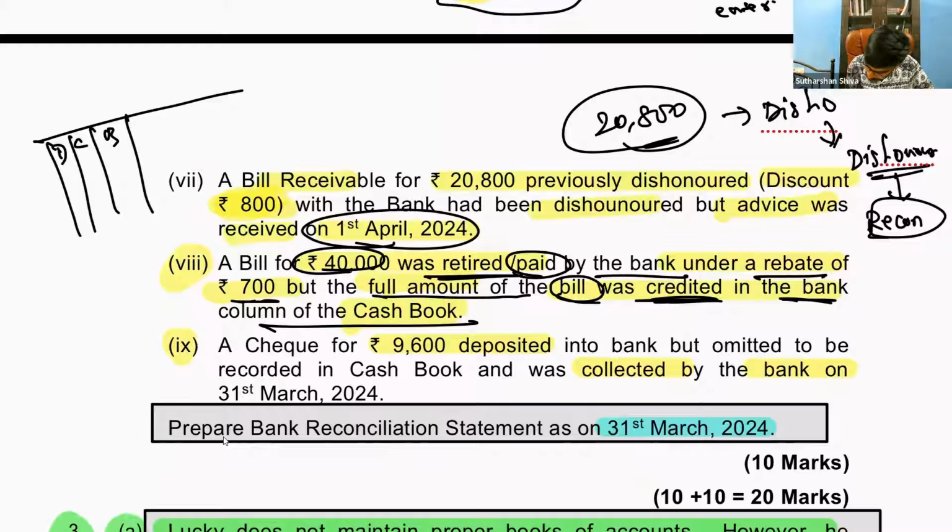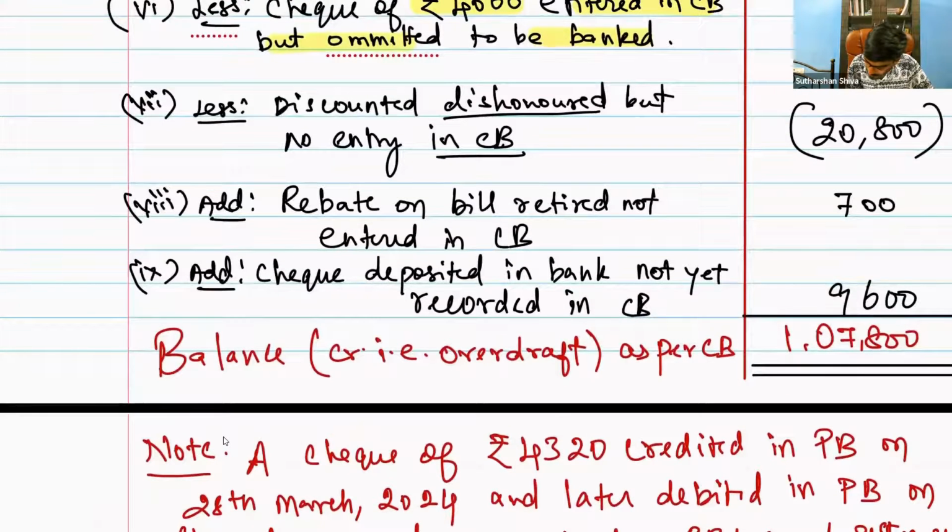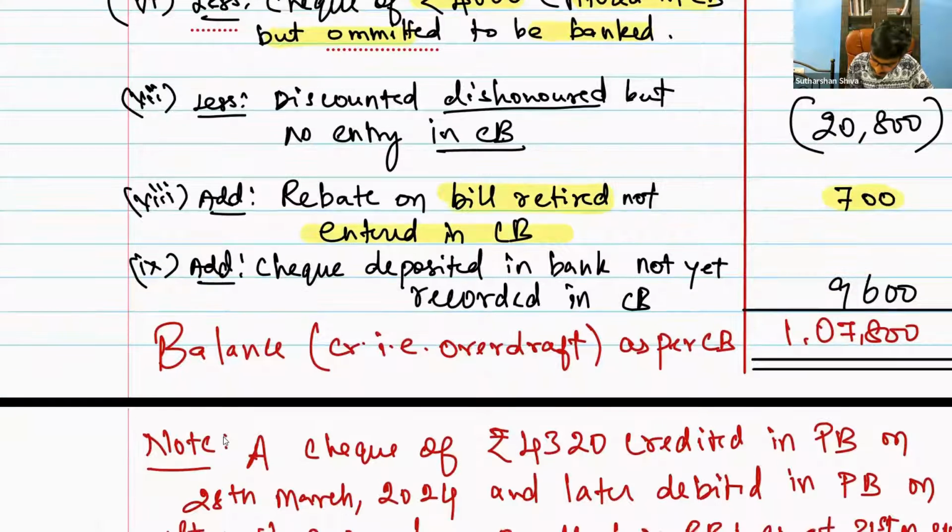I need to put 39,300 in the bank column. What I have done is pass 40,000. In the discount column only, I need to put 700 because it is a rebate. Rebate means it is a discount. So that 700 I need to give effect to by putting rebate on bill retired, not entered in the cash book, 700. That I will add.